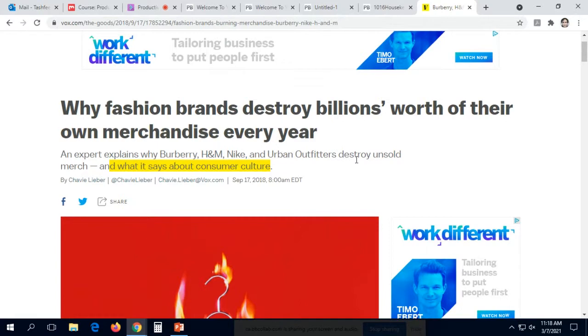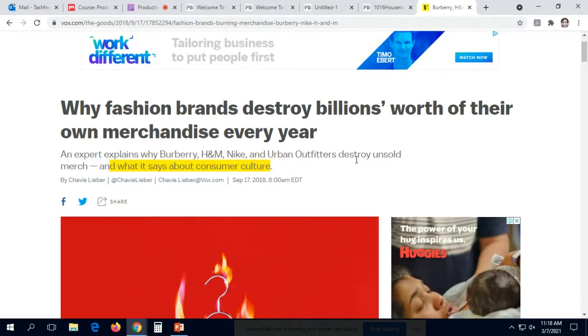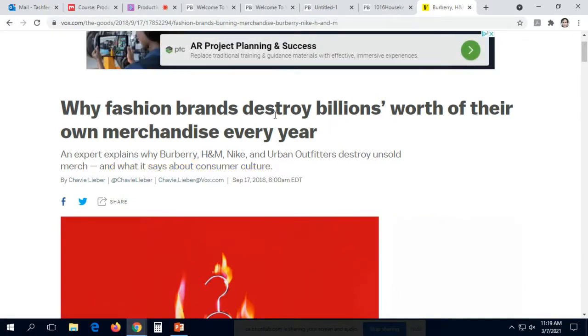So when you read on these types of things, you are going to find that many times, companies do not put their unsold material on discount. They are not going to give it away, although many people in the world are poor and they could just give it away to them. They're going to burn it. They're going to put it underground. They're going to just waste it. And they are talking about billions.